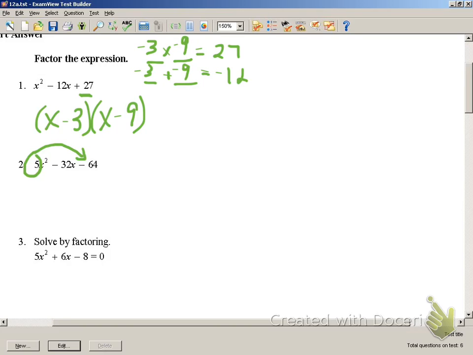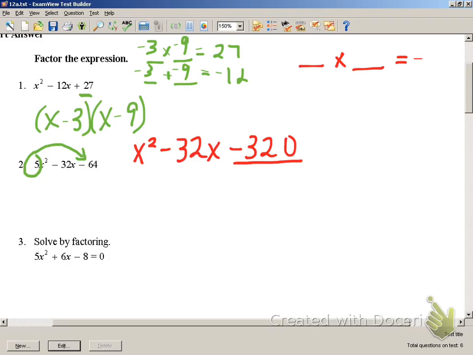Therefore, we are going to have x squared minus 32x minus 64 times 5 gives us 320. Now, this problem is just like number 1. We find what two factors, when multiplied together, equal a negative 320, and the same two numbers, when combined together, equal a negative 32.